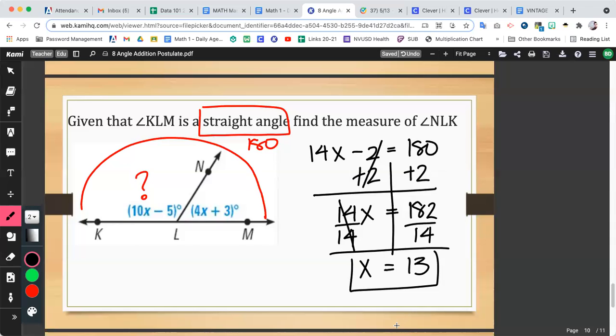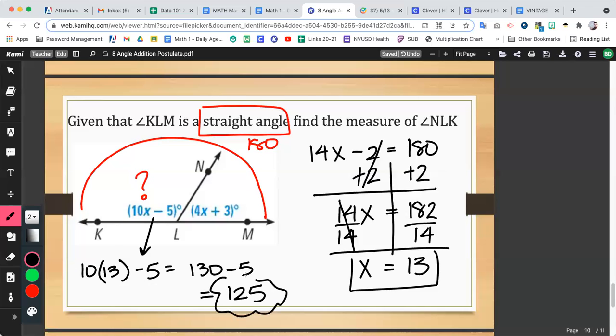Now, I have x, but that's not what the problem asked me to do. The problem asked me to find the measure of NLK. So that means I have to plug x in to 10x minus 5. And that is my final answer. So 10 times, instead of x, what number do I use? 13. And then minus 5. 10 times 13 is 130. I subtract 5 from that, and my final answer is 125. This is my final answer.